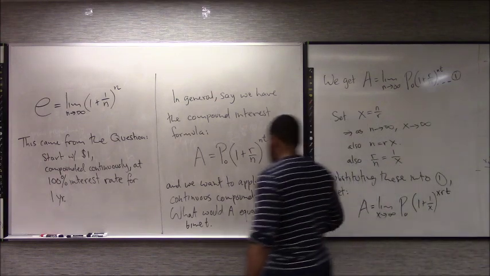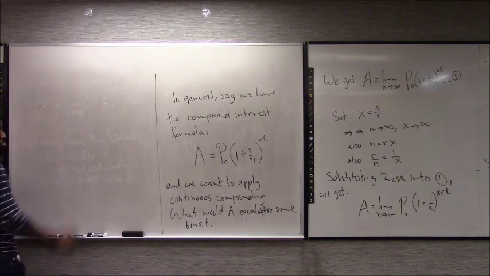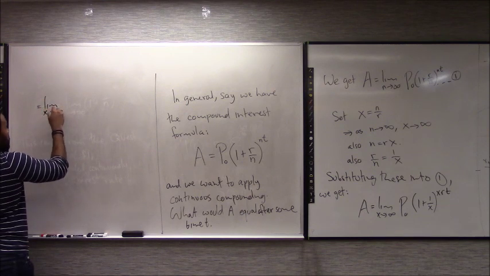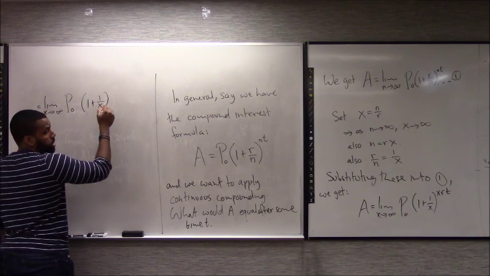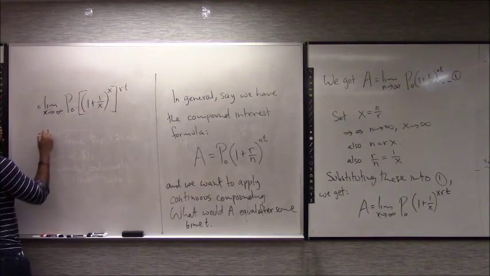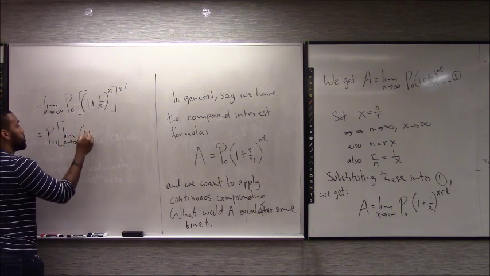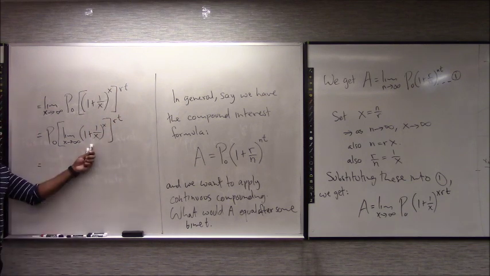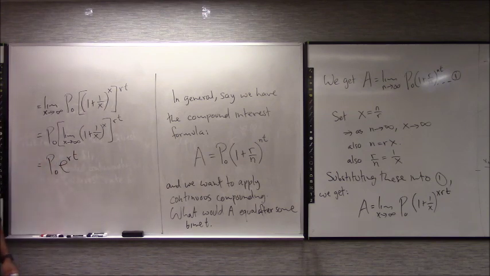And this is, of course, equal to the limit as x approaches infinity of P naught times (1 plus 1 over x) to the x rt. We know that limits pass through continuous functions, so this is actually the limit as x approaches infinity of 1 plus 1 over x to the x, to the rt. And you'll notice that inside is the definition of e. So it turns out we get the PERT formula again.